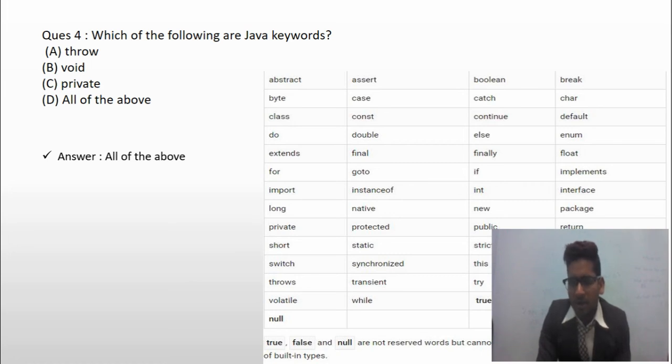One more important thing is this, that you can see true, false and null. Remember, sometimes people confuse that true, false and null are Java keywords, but actually they are not reserved words. So they are not Java keywords, but they cannot be used as identifiers as well. Remember, true, false and null are not Java reserved keywords, but they cannot be used as identifiers because they are literals of built-in types. Remember this.